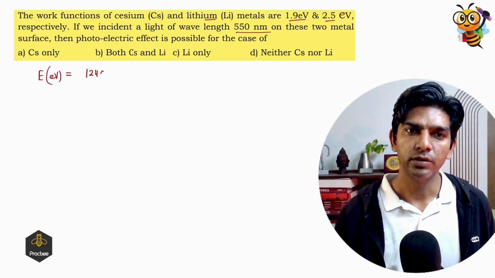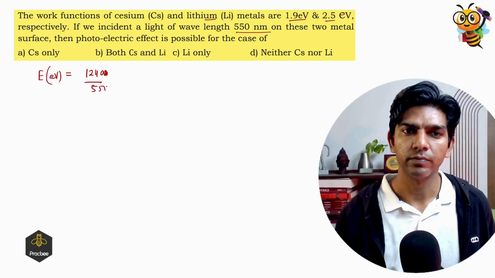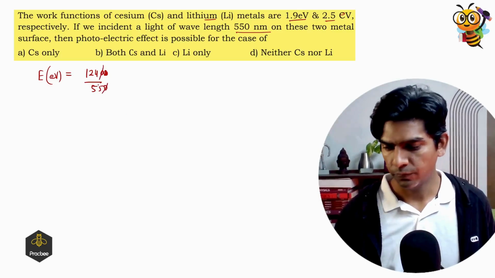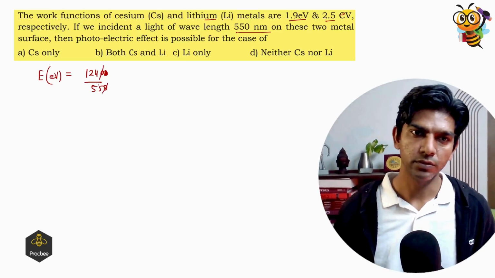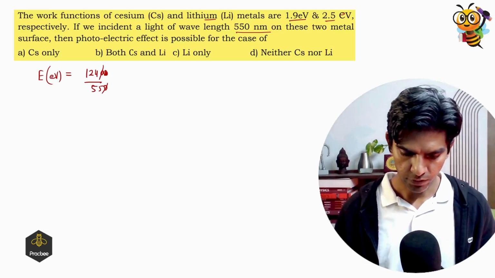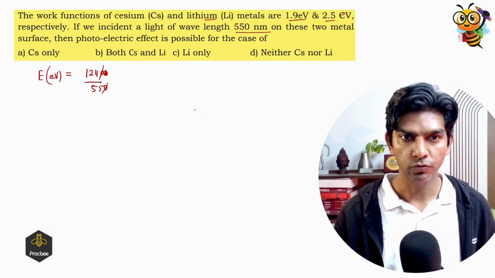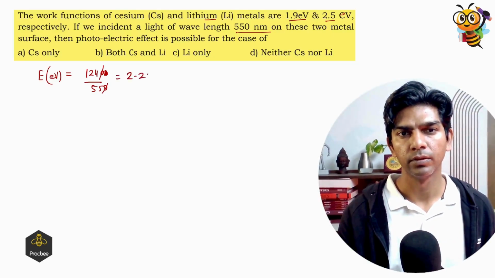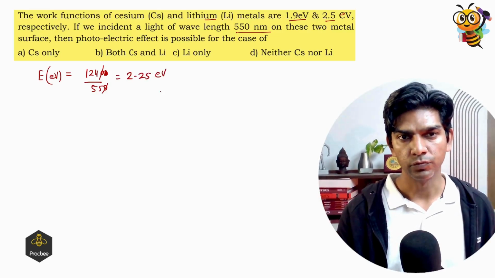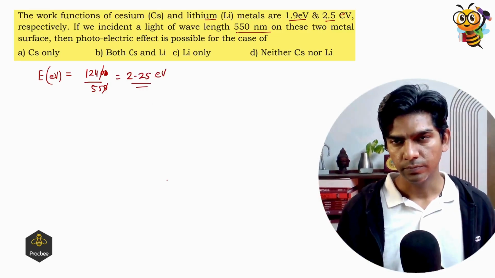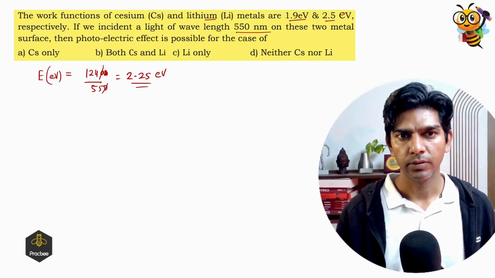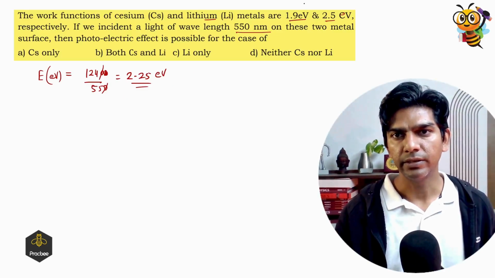So that will be 1240 divided by 550, right? If we simplify this, 124 divided by 50 comes out to be 2.25 electron volt, right? So the incident photon energy is greater than 1.9, but it is less than 2.5.